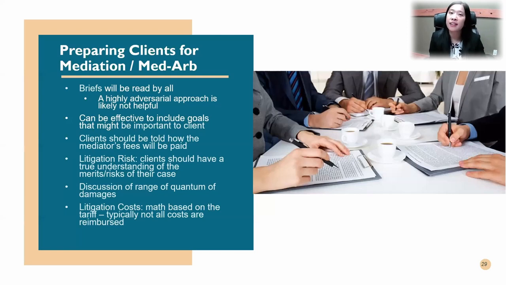So in terms of helping clients with mediation briefs, be aware that you don't want to be very adversarial in them because you're not at a trial. The other side's going to read them, and really angering them at this stage that early in the process is probably not a good thing and not helpful to your mediation. So you would want to include all of your clients' goals. You want to talk about how the mediator is going to be paid. You want to talk about litigation risk with your clients so they truly understand the strength of their case, especially the range of quantum of damages. With spousal support, that kind of thing could be, how long are you paying for? Could it be 0 years, or are we talking about indefinite support?